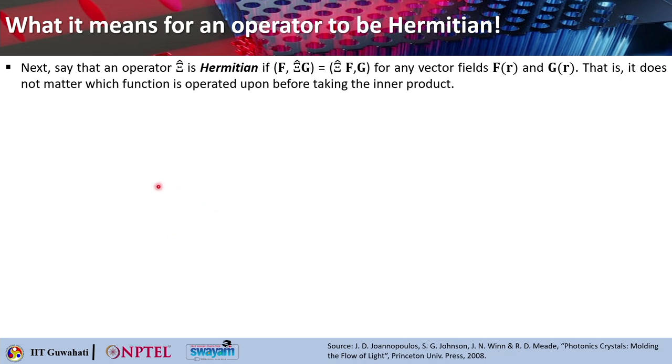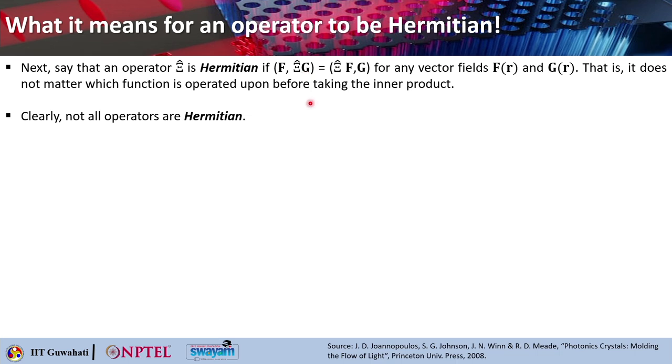Next, let's assume that an operator, capital psi cap, is Hermitian if the inner product of f with psi g is the same as the inner product of psi f with g, and that is true for any vector fields f and g. That is, it does not matter which function is operated upon before taking the inner product. If you operate on g and then take the inner product, or you operate on f and then take the inner product, it should come out the same. In that case, you can say the operator is Hermitian.